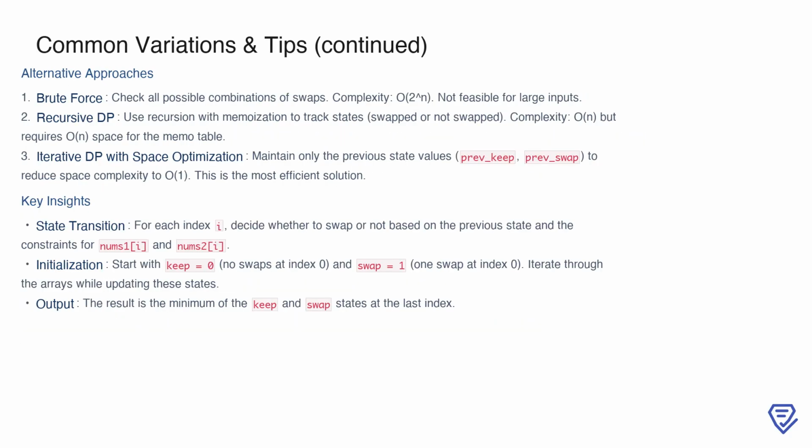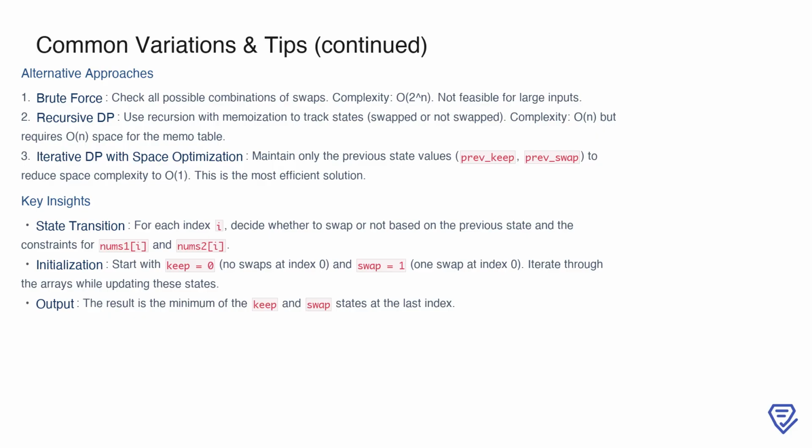When exploring alternative approaches to this problem, a brute force solution might come to mind first. This involves checking all possible combinations of swaps, but with a complexity of O(2^n), it's impractical for larger inputs. A better approach is recursive dynamic programming with memoization, where you track the states of swapped and non-swapped sequences. This brings the complexity down to O(n), but requires O(n) space for the memo table. To achieve maximum efficiency, we can use an iterative dynamic programming approach with space optimization. Here, instead of maintaining full DP arrays, you keep track of only the previous state values, like prev_keep and prev_swap, reducing space complexity to O(1).